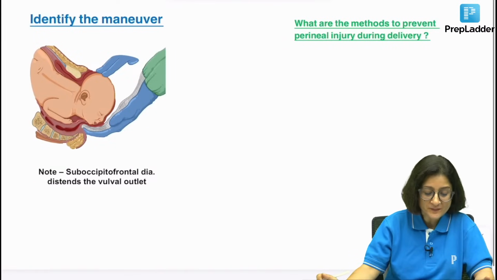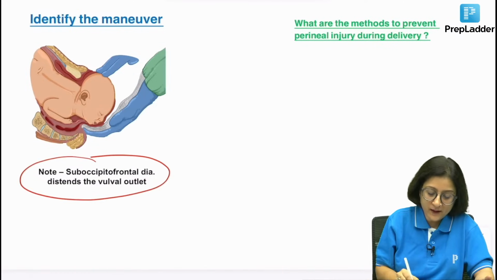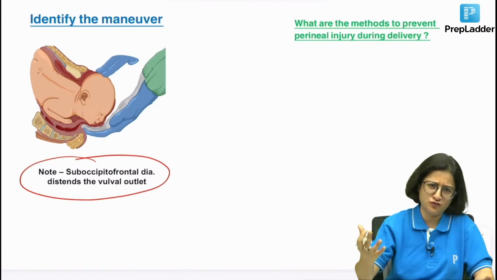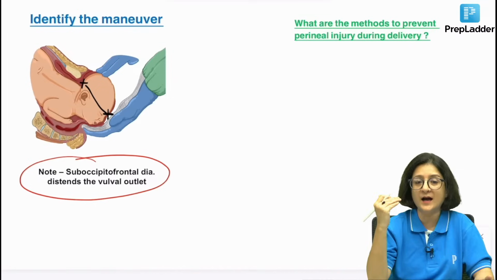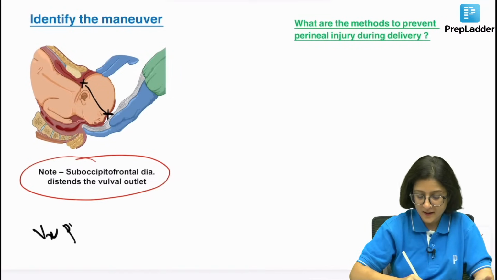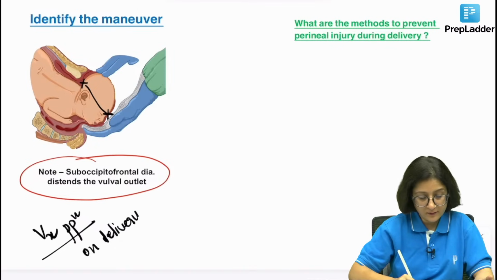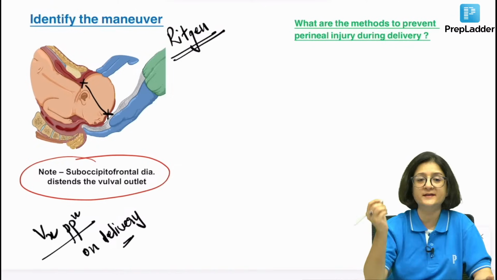Next slide, identify the maneuver for me here, yes, and also make a note of this clue here, or maybe just an extra bit of information for you guys. So this is the suboccipitofrontal diameter. Suboccipitofrontal diameter that distends the vulval outlet. This is vertex presentation, which is delivery, right? And this is Ritgen maneuver. Very good. This is the Ritgen maneuver.